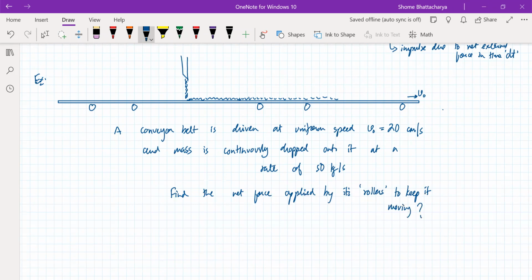So very, very simple application of the above concept, because the system is moving at a uniform velocity, but its mass is increasing. So that will make the application of the above formula quite simple. Just work this out quickly.